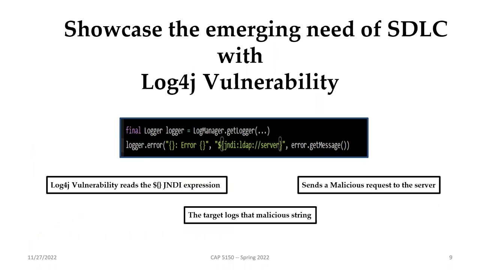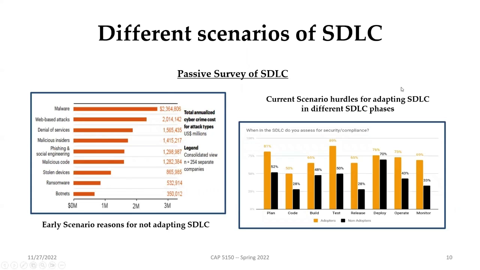So these two examples highlight the emerging need, as Log4j just happened because it wasn't mitigated in the development phase. So SDLC is essential and should be implemented in a good way to provide good security to organizations. We have also implemented the passive survey for the SDLC, comparing the different scenarios: in the early scenario, the reasons for not adopting SDLC, and in the current scenario after implementing SDLC, what the hurdles are in the different phases of the development model.